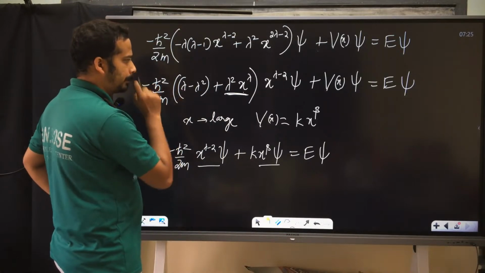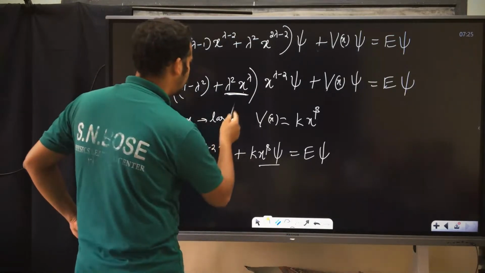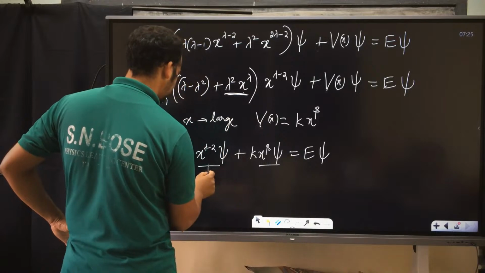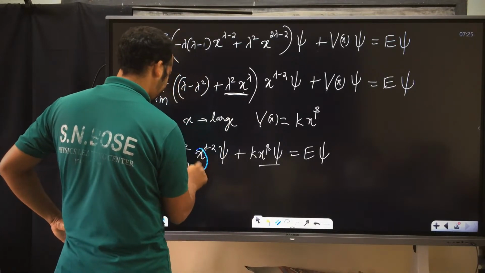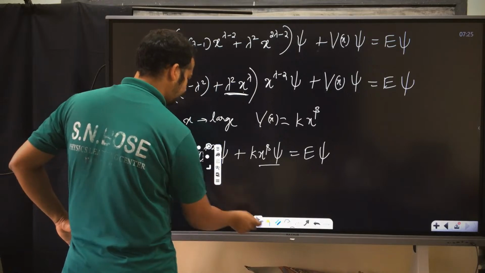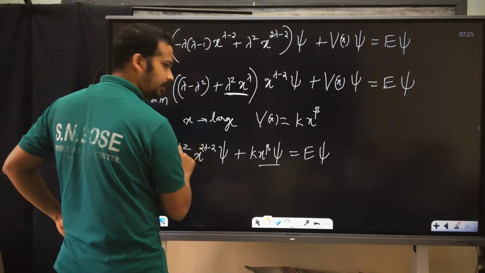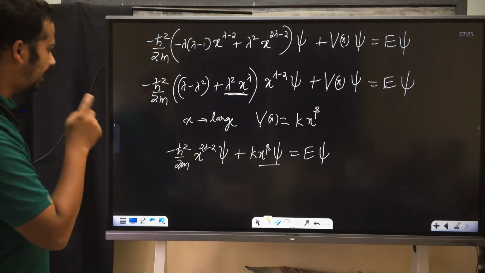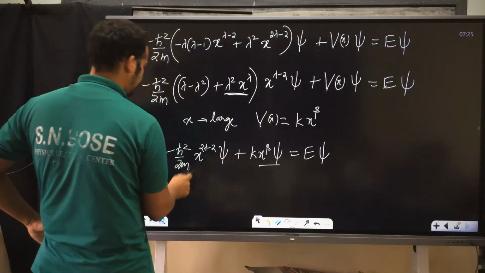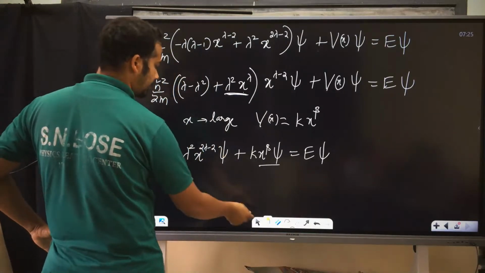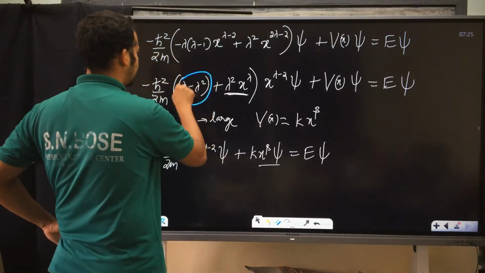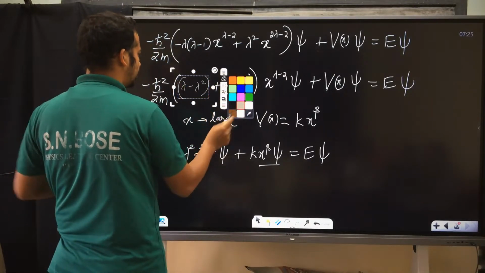So you get lambda square. Sorry, x power 2 lambda. That's right. Lambda square should also be there. Lambda square, that's right. I just neglected this part, inside that one.